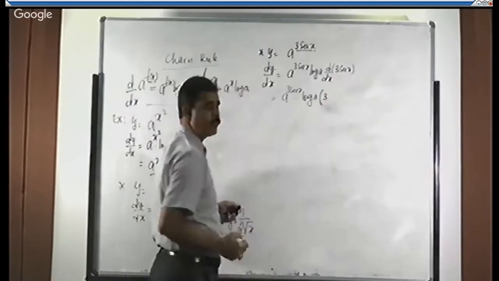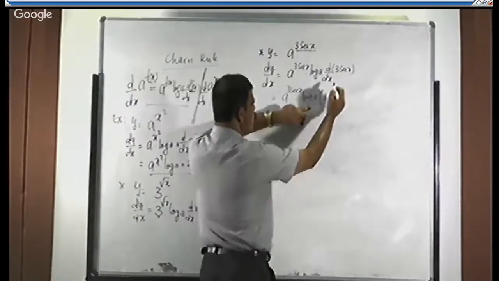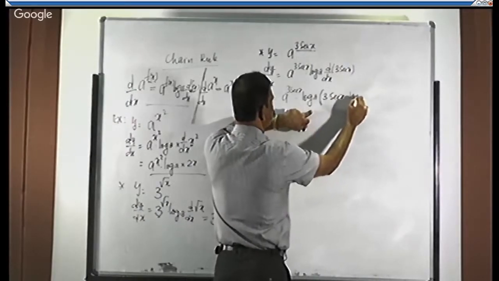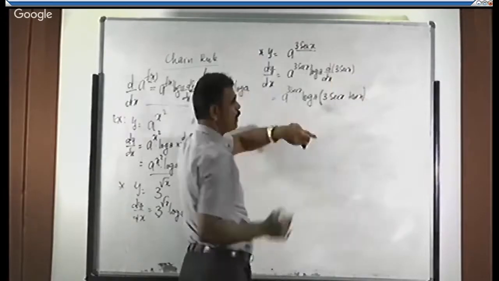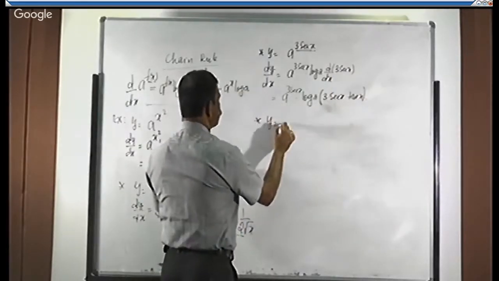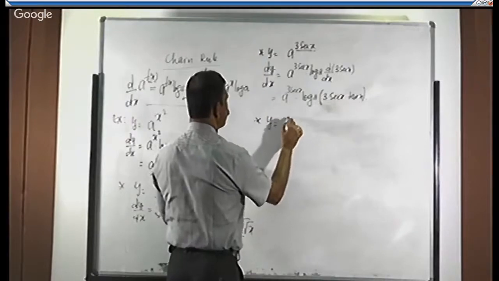Keep 3 as it is, constant. Differentiation of secant x is what? Secant x into tan x. This is the answer.